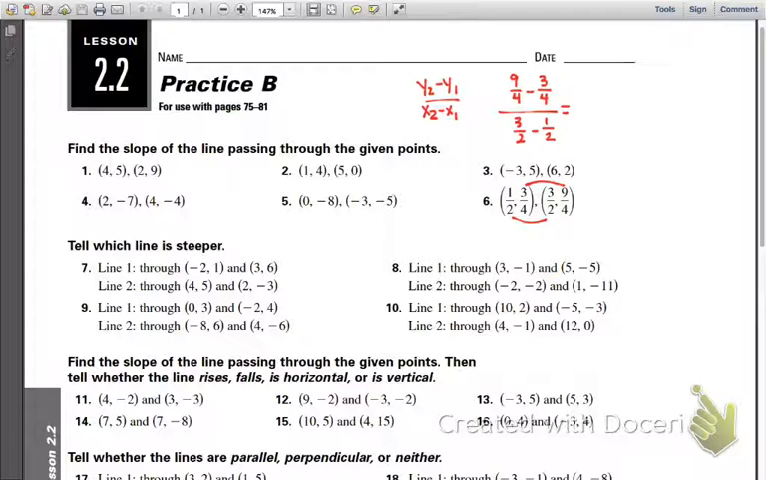So 9/4 minus 3/4 is what? 6/4. Anybody want to take a stab at 3 halves minus 1/2? 2/2 or 1. Okay. I'll reduce it again. So what is 6/4 going to reduce to? 3/2. And then divided by 1, right? What's anything divided by 1? Itself. So what's my slope? 3/2.